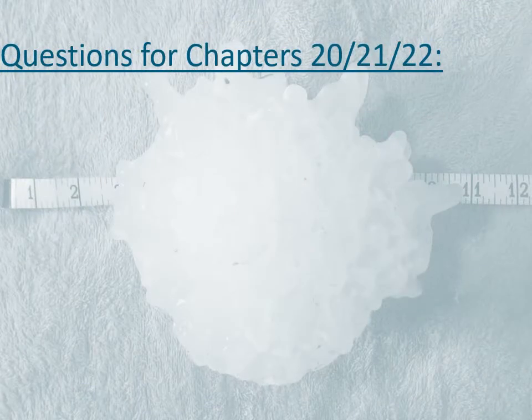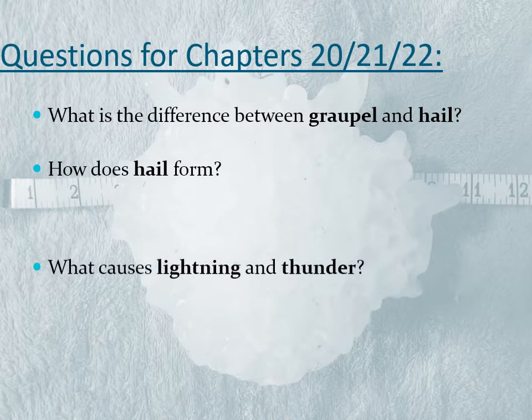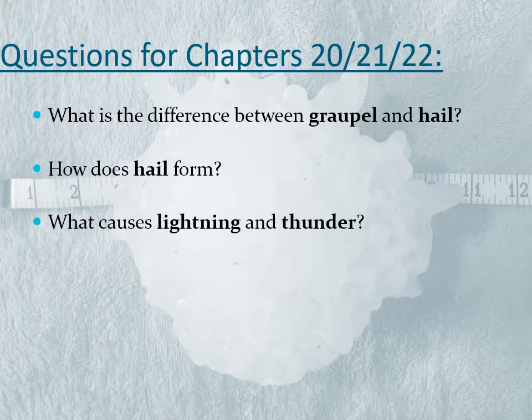So here are some of the questions we're going to answer. What the difference is between graupel and hail. You might not have heard of graupel, but it's a very important part of the hailstone formation process. How does actual hail form? What causes lightning and thunder?